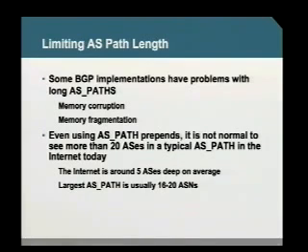We've had all that. Even using AS path prepends, it's not normal to see more than 20 ASs in a typical AS path in the Internet today. The Internet's average is 5 ASs deep. On average, it's only 5 ASs deep. It's not very much at all.